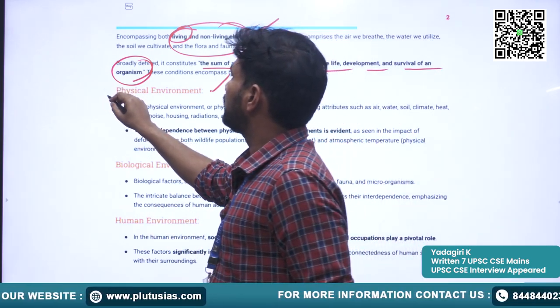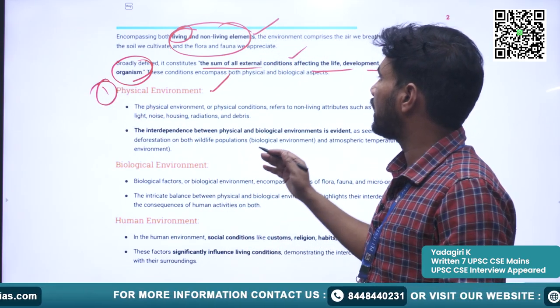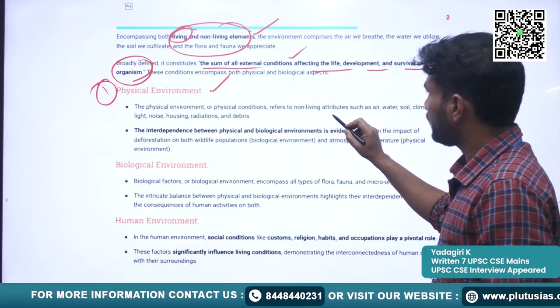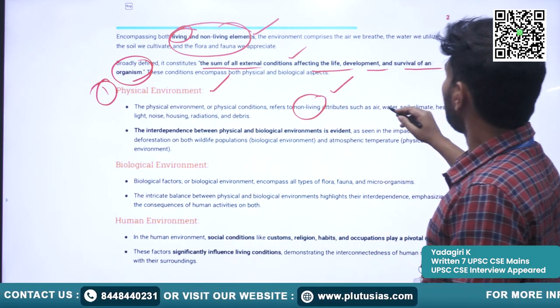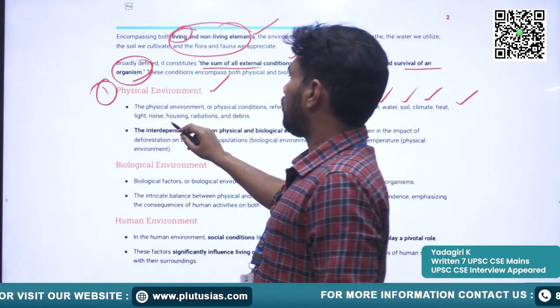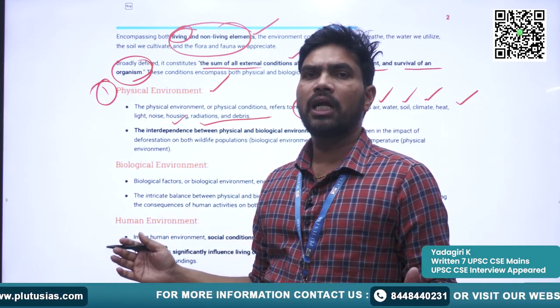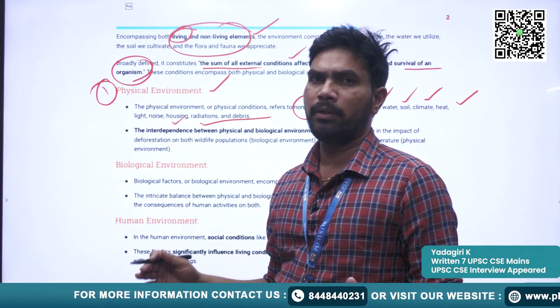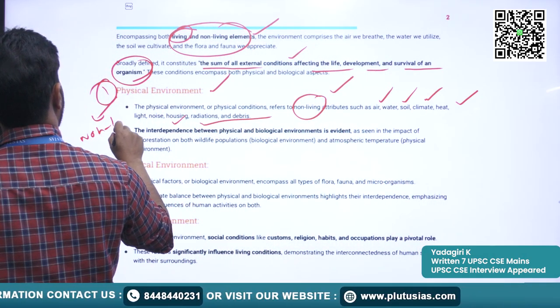The first aspect is the physical environment or physical factors. It refers to non-living aspects, physical conditions like air, water, soil, climate, heat, light, noise, housing, radiations, etc. All these are physical conditions or the physical environment. Basically, the physical environment is the non-living environment.